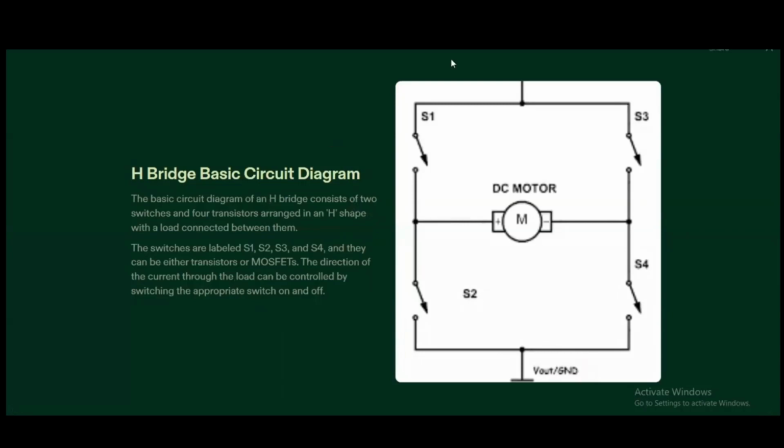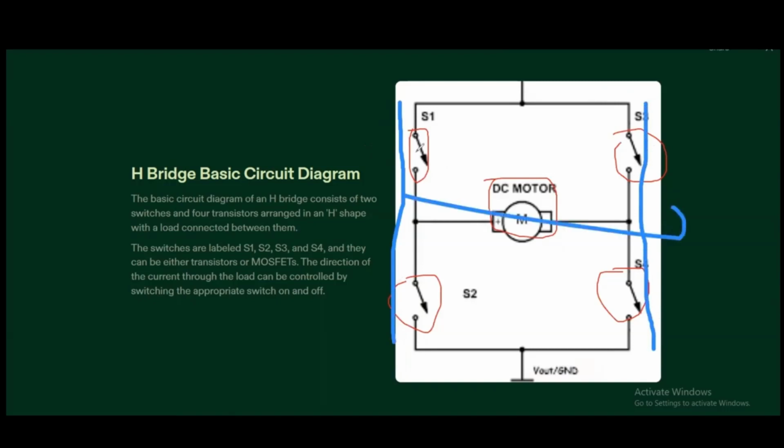Now let me use a drawing pen. Now you can see here S1, S2, S3, and S4. These are four switches which are placed here, and in between on this horizontal line, there's a DC motor. You can see that this is forming an H, like in this way. That's why this is called an H-bridge.